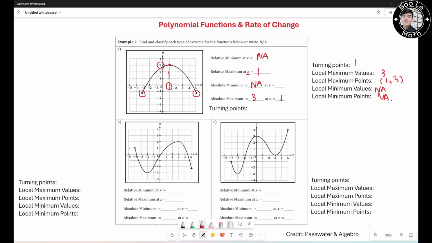Alright, let's move on to question B right here. Relative minimum, we have the relative minimum right here. So it could be -2, at x equals -2. Relative maximum at x equals -4 right here. This is a relative maximum, and a relative maximum right here. So -4 and 3.